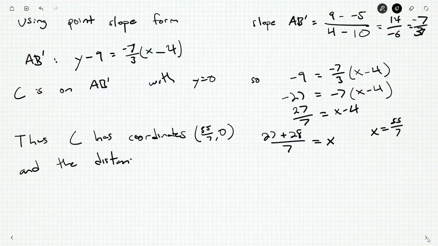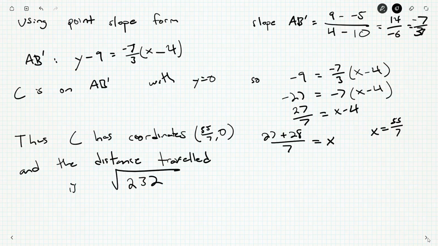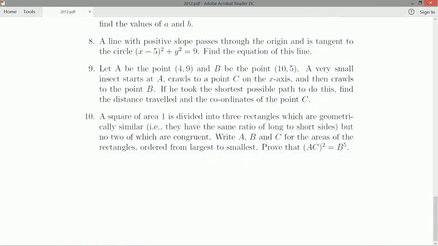And the distance that the little insect traveled is the square root of 232. Okay, and that's all we were asked for, correct? We took the shortest path, found the distance traveled and the coordinates of the point C. There we go. That's all it is. Yeah, I don't think I have a whole lot else to comment.